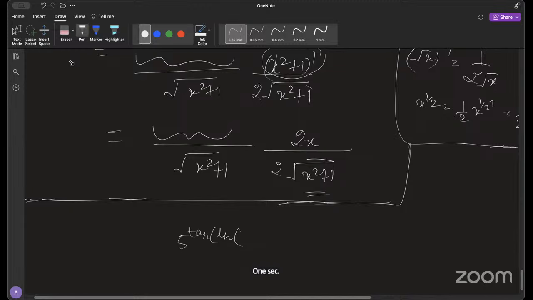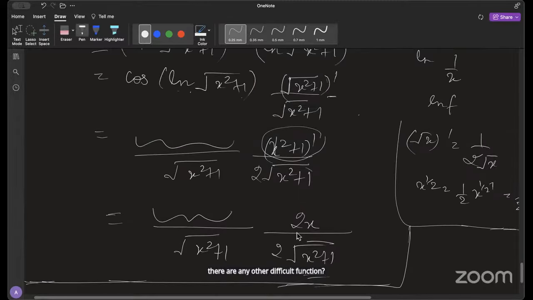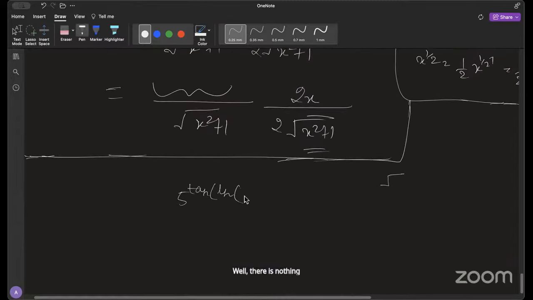Yeah. So if you want me to take up something special, then you can just suggest. Otherwise, I'll just be taking the same thing, the square root one, the sine, cos. Is there any other difficult function? There is nothing specific. I just get stuck in the steps sometimes. Yeah.